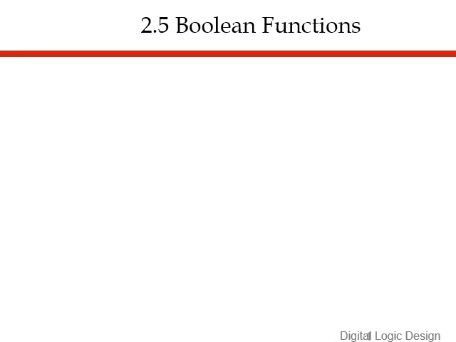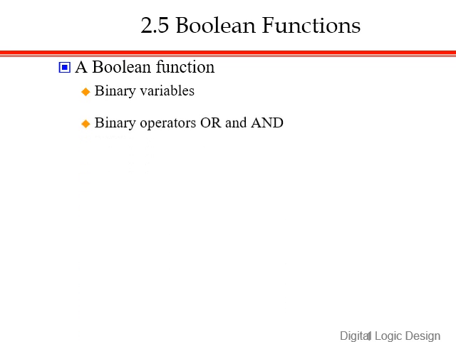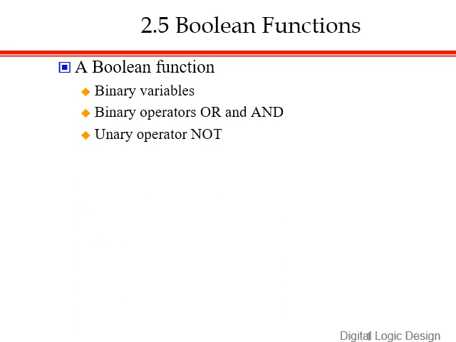In today's lecture, we will cover Boolean functions, their definitions and simplifications, and their representation in the form of minterms and maxterms, which are basically the canonical form. So what is a Boolean function? It is a combination of binary variables and binary operators. What are the binary operators? The basic operators are OR, AND, the unary operator NOT, and the parenthesis.